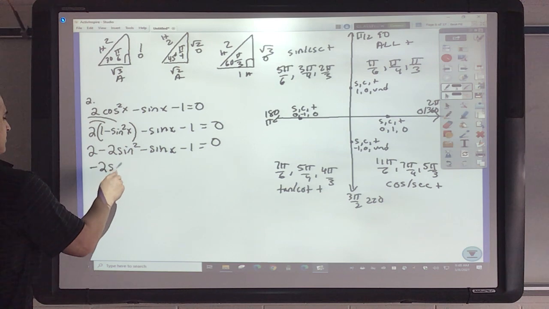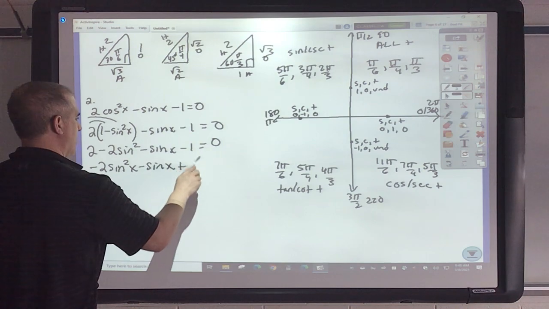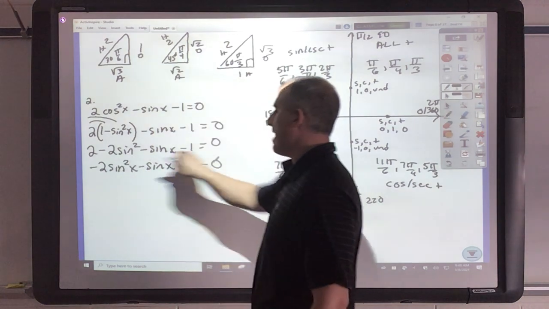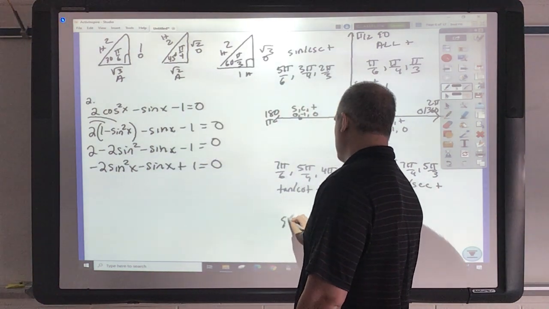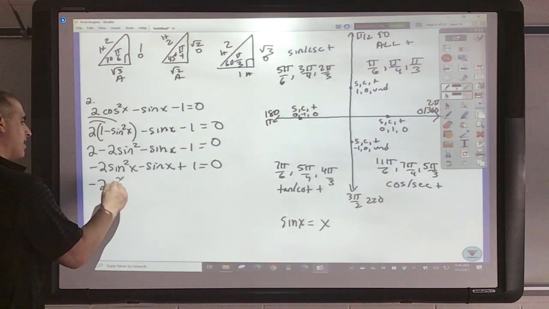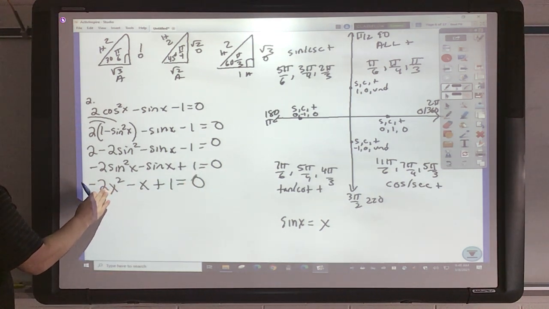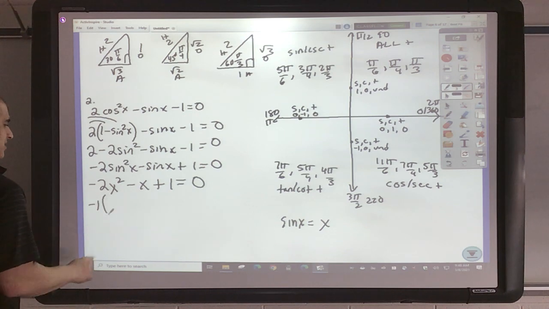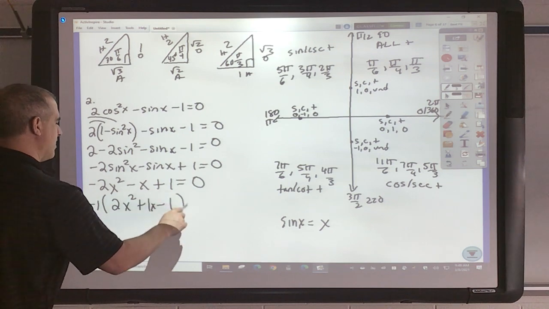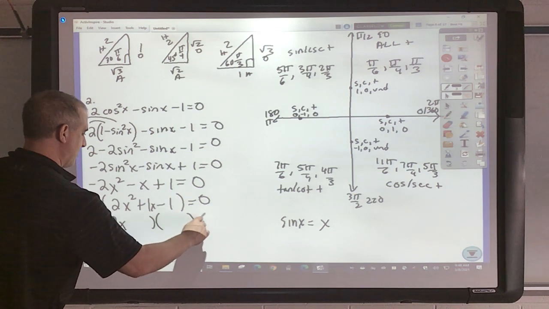So I have negative 2 sine squared of x minus sine of x, and 2 minus 1 would be 1. You could have done that back at the earlier step. I probably could have done that at that step. It might have been easier. Sine of x equaling x. So I have negative 2x squared minus x plus 1 equals 0. Now, I don't usually like to factor with a negative squared term, so I'm going to take that negative 1 out. So what I have is 2x squared plus x minus 1 equaling 0. This is a very simple factoring question. I can do almost a guess and check to figure this out.